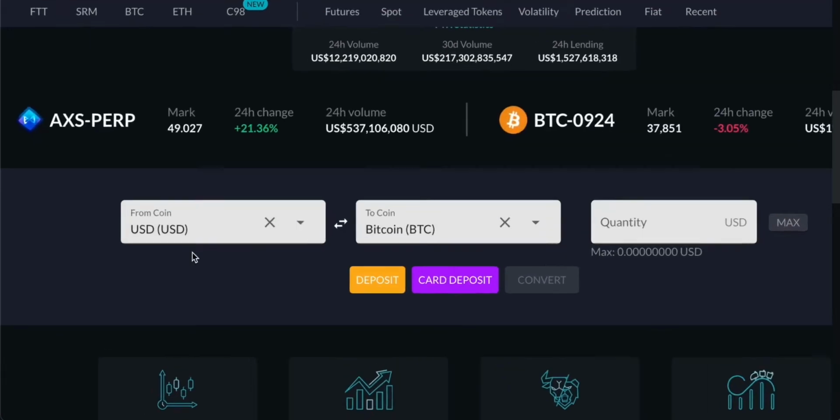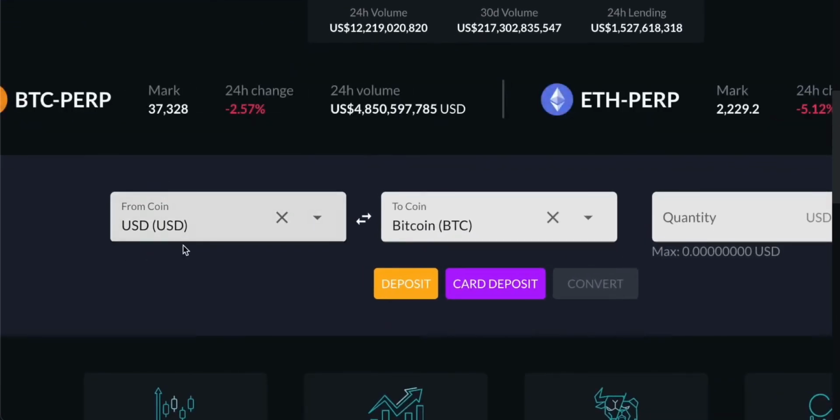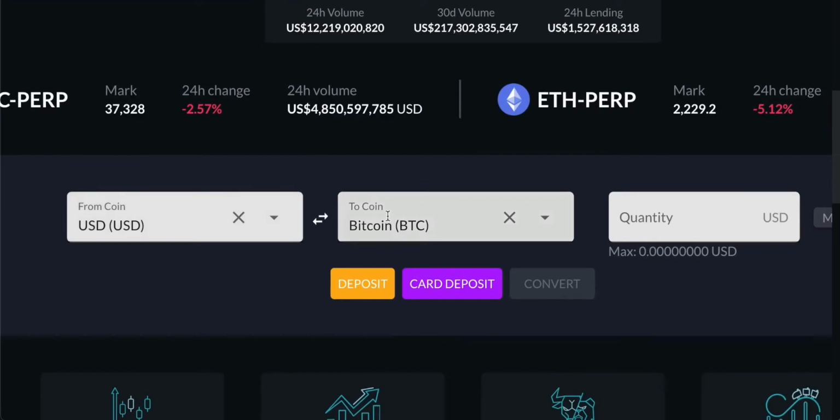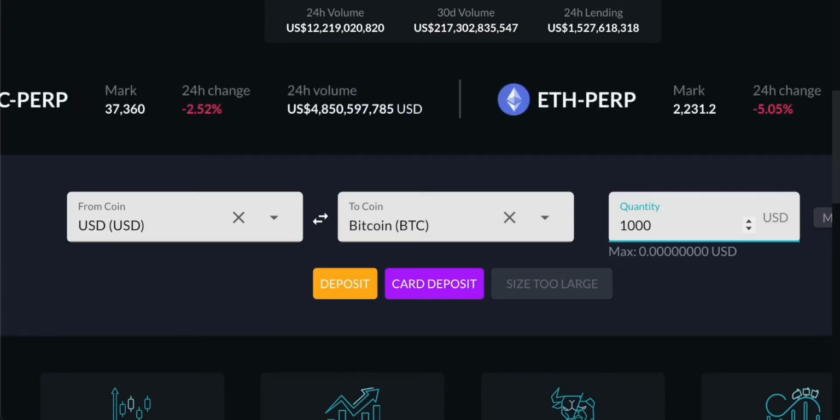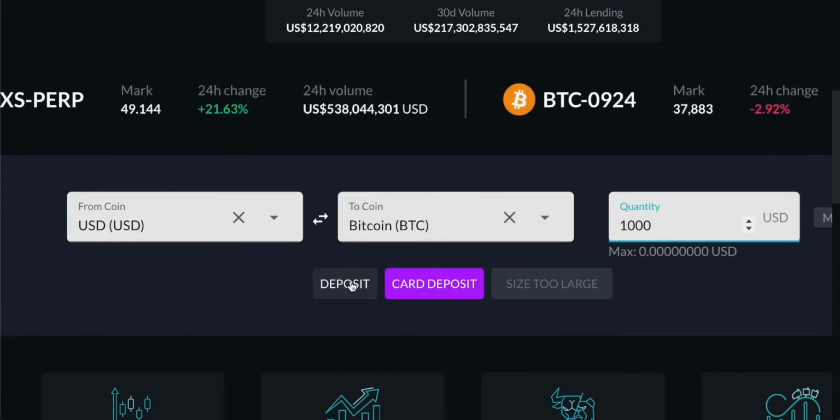You can actually do that whilst you're converting. So let's say you want to actually use some US dollars to go and buy some Bitcoin. You can simply choose the amount that you want to spend. So this is in US dollars right here. So let's say I want to buy $1,000 of Bitcoin. All we have to do is just go and deposit straight away, and it will go through to those banking details, or you can pay on card.